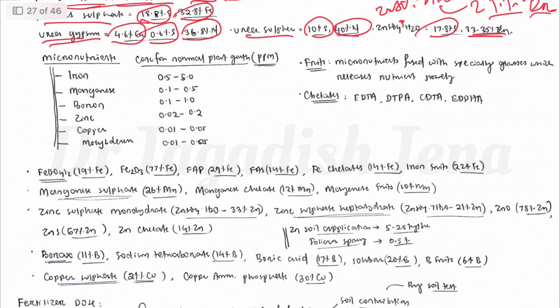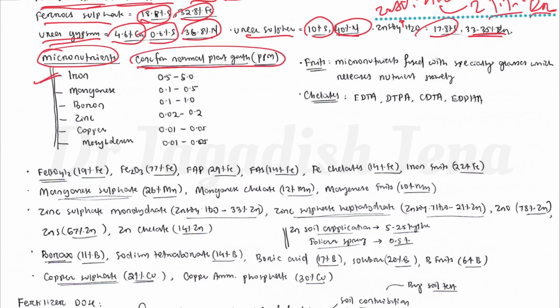Then micronutrients and their concentration for normal plant growth. Iron concentration varies from 0.5 to 5 ppm in plant. Manganese varies from 0.1 to 0.5 ppm. Boron varies from 0.1 to 1 ppm. Zinc varies from 0.02 to 0.2 ppm. Copper varies from 0.01 to 0.05 ppm. Molybdenum varies from 0.01 to 0.05 ppm.